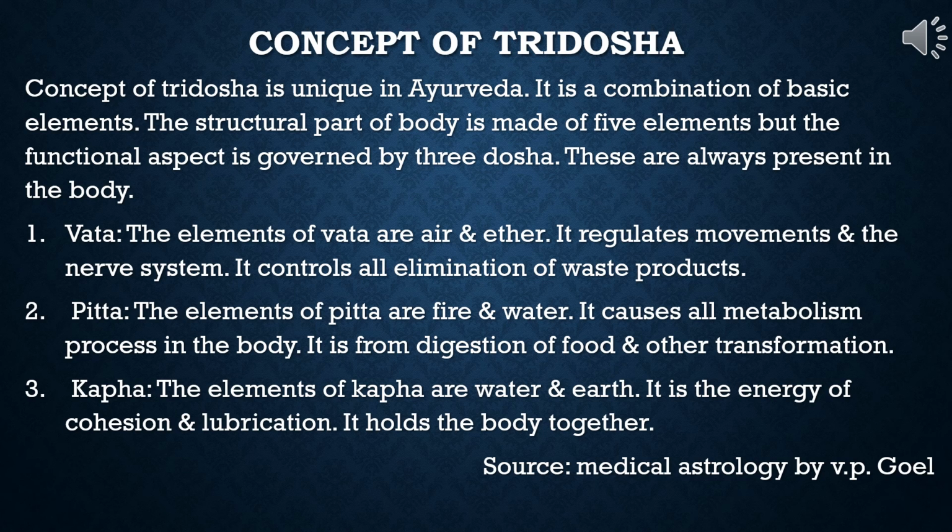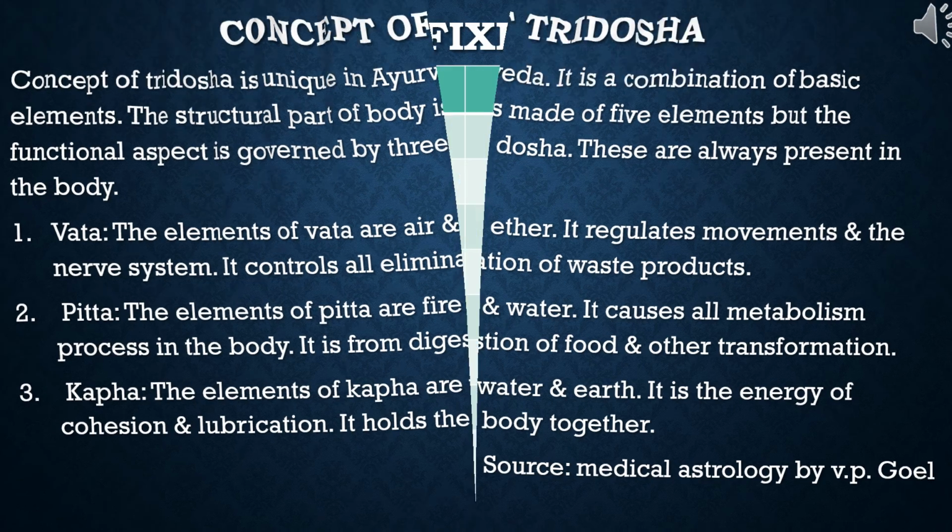Number 2. Pitta. The elements of Pitta are fire and water. It causes all metabolic processes in the body. It is responsible for digestion of food and other transformations. Number 3. Kapha. The elements of Kapha are water and earth. It is the energy of cohesion and lubrication. It holds the body together.